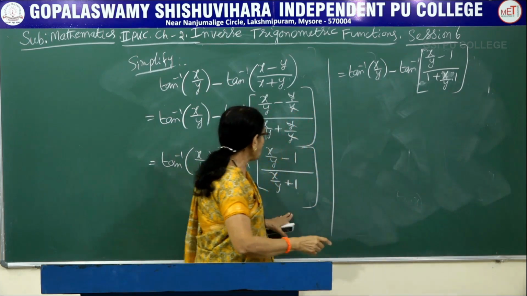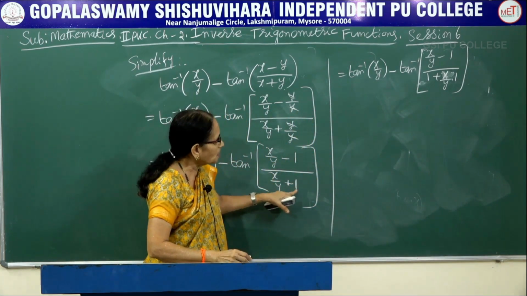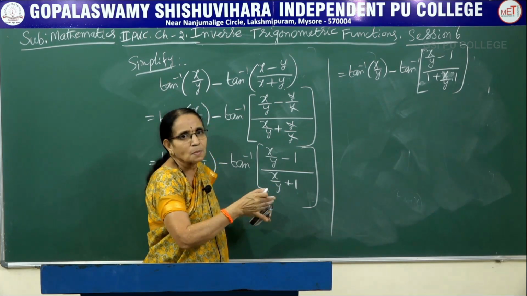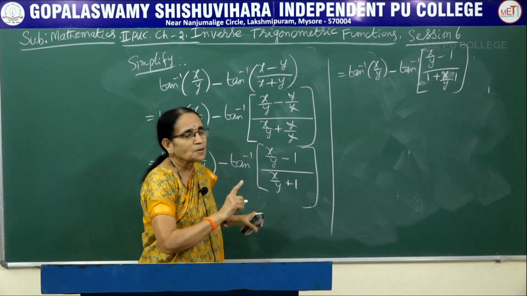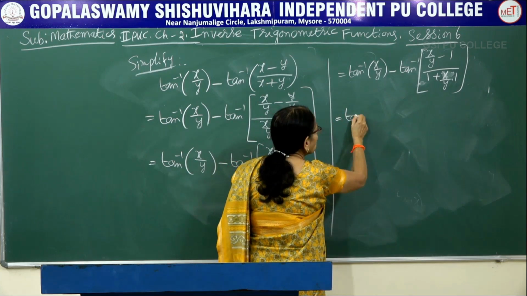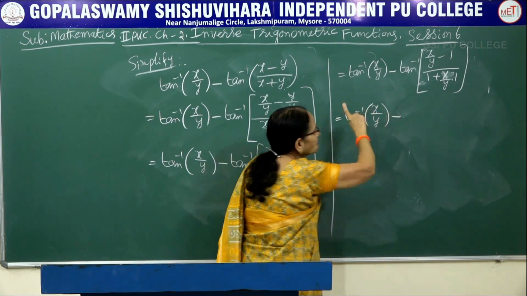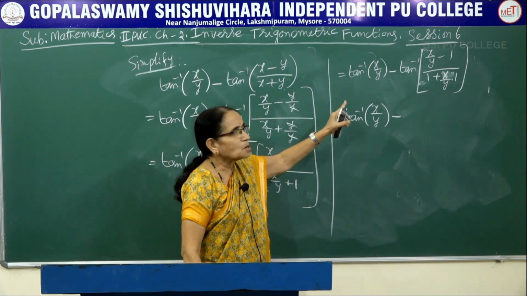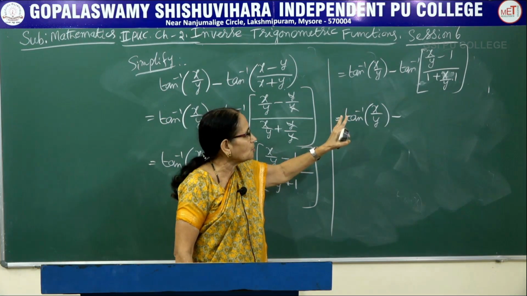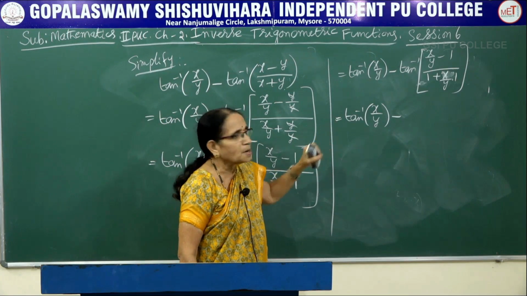So what I have done? I have written the numerator as it is, and the denominator x by y plus 1, I am writing as 1 plus x by y, and anything multiplied by 1 would be the same. So I am writing 1 plus x by y into 1. Look at the second term here. First one you write as it is, tan inverse of x by y. In the previous problem, I made use of the property that tan inverse of x minus tan inverse of y is tan inverse of x minus y over 1 plus xy.